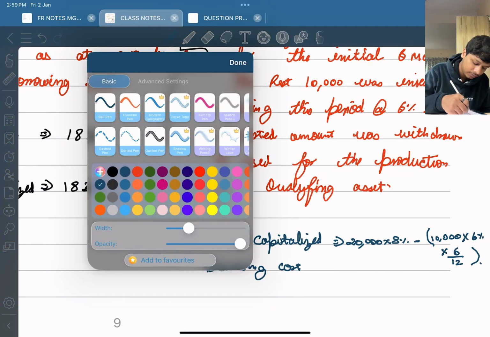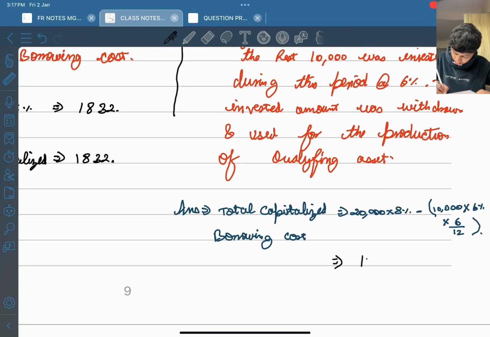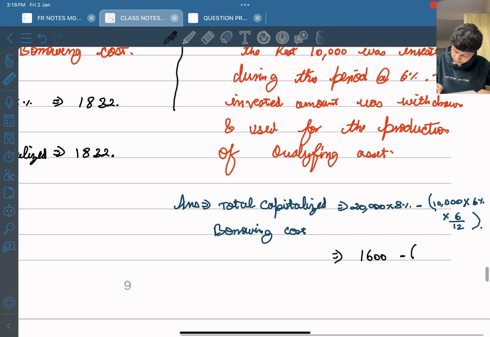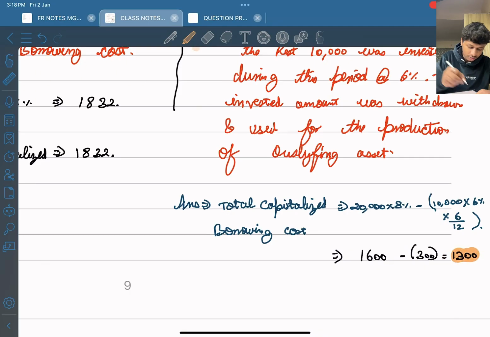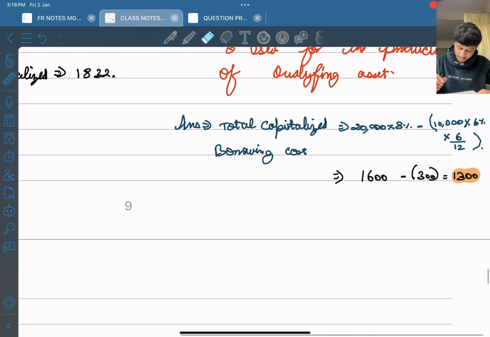Let's calculate this further. 20,000 into 8% is equal to 1,600, right? And the investment income, which is 10,000 into 6% into 6 by 12, is equal to 300, and after subtracting this we will get 1300. 1300 is the total value of capitalization of borrowing cost under specific borrowing. Okay, and I hope this much is clear.